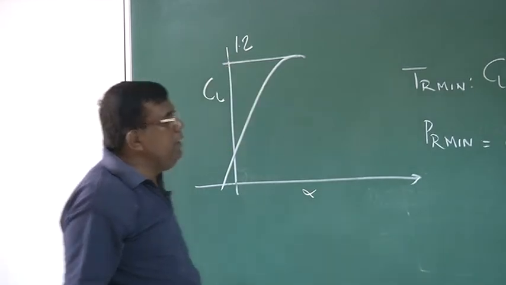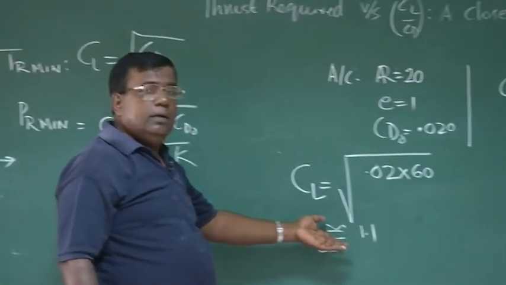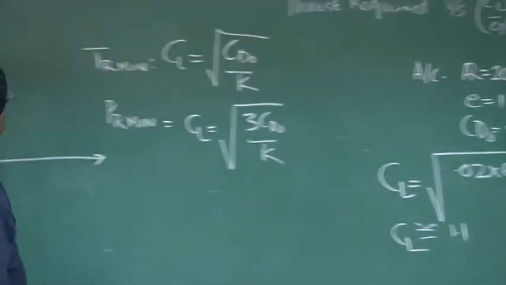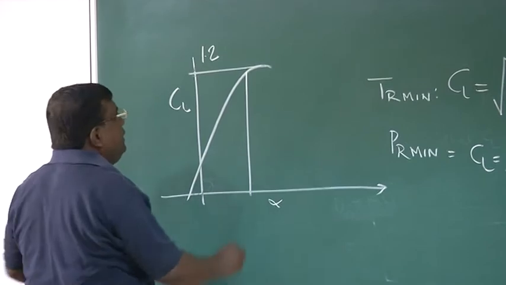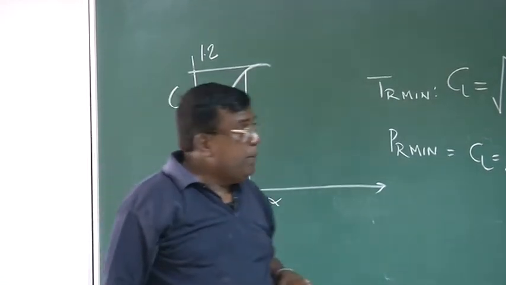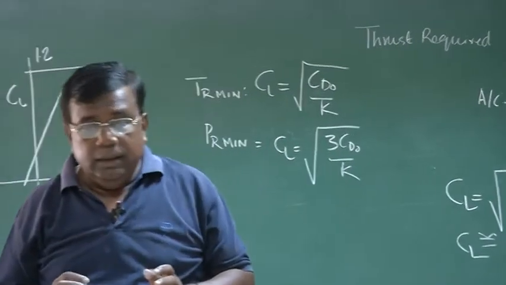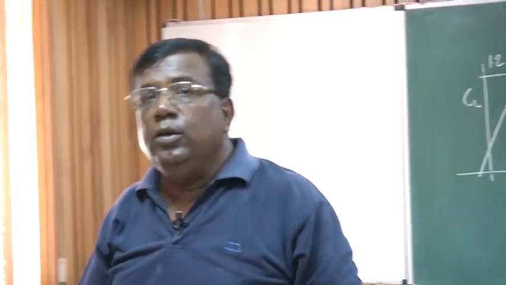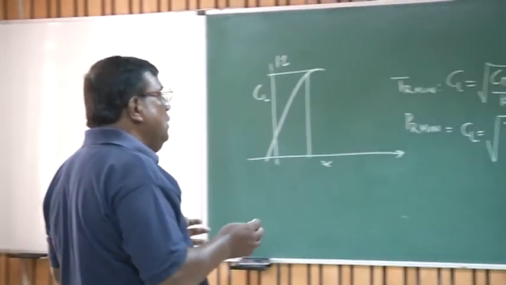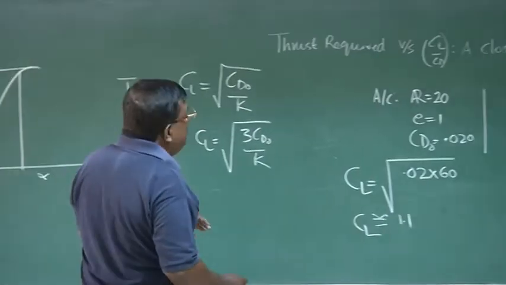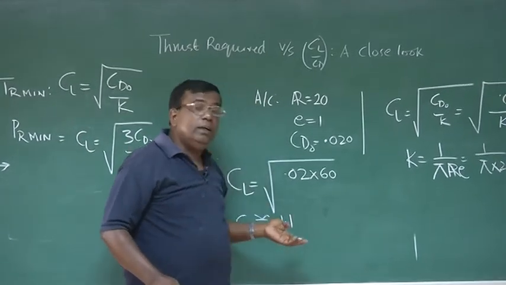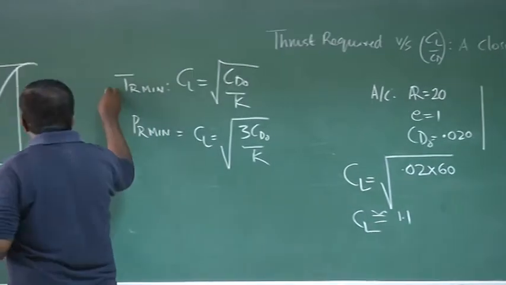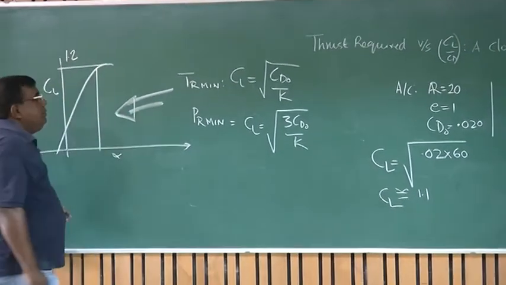Now you are demanding the pilot to fly at CL 1.1. See the problem? Already he's operating somewhere here, so he's near this region. So just putting up a condition that CL you need 1.1 is not sufficient. Your design should ensure that whatever CL you are demanding to get thrust required minimum should be consistent with this, keeping it at the back of your mind.